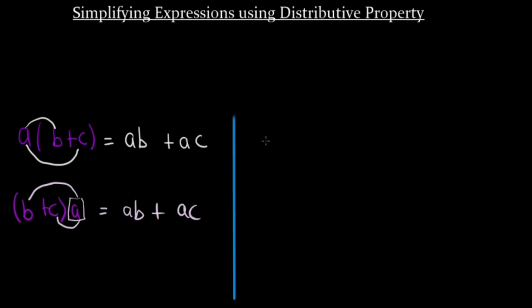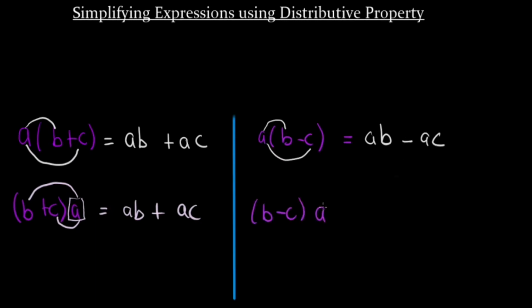What about if they were being subtracted? It would be the same concept. So we'd have A times B and A times negative C. We know that when we are multiplying a positive by a negative, we'll get a negative, so it will be negative AC. So A times B gives us AB, and A times negative C gives us negative AC.